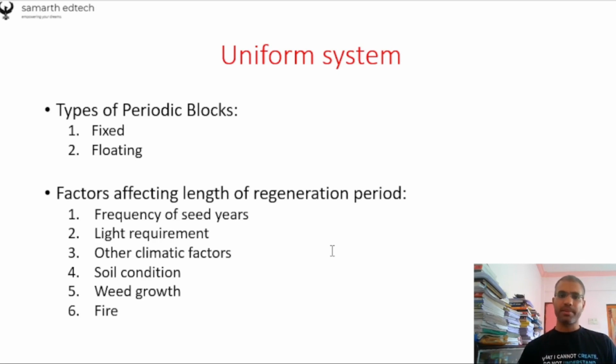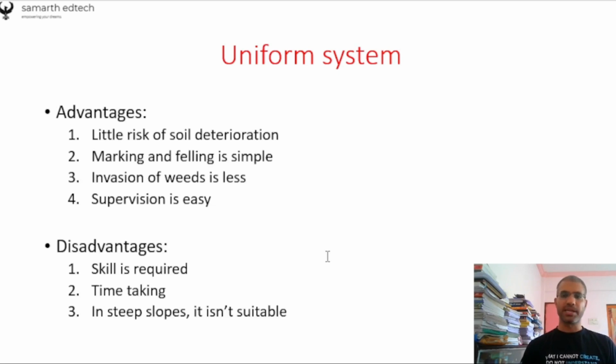Second is your light requirement. Third is your climatic factors. There are different climatic factors, like a better environment should be there and there should not be any sort of drought. So these are the various climatic factors which affect the regeneration period. Then soil condition, similarly weed growth and fire. So these are the factors which affect the length of the regeneration period.